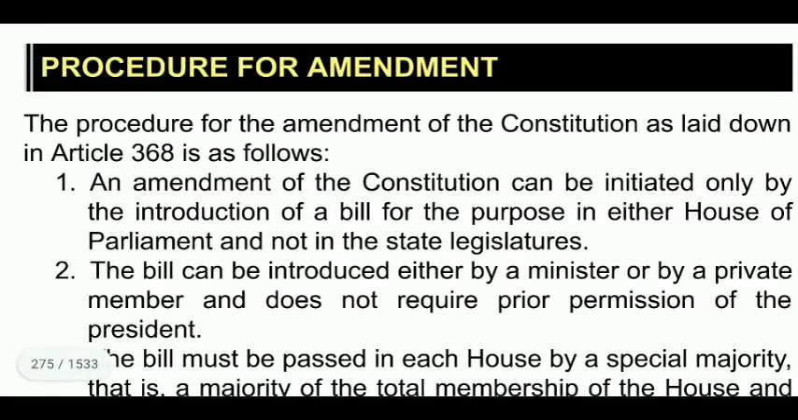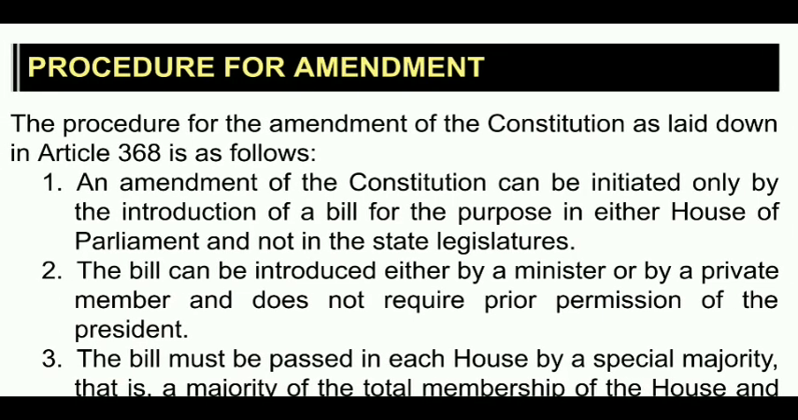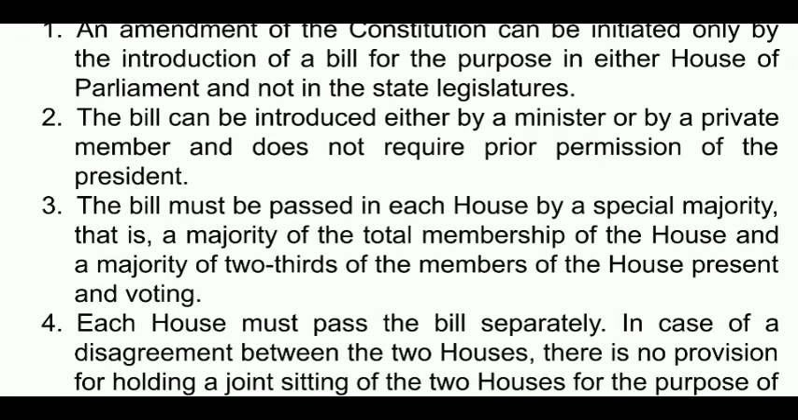Now, procedure for amendment. The procedure for the amendment of the Constitution as laid down in Article 368 is as follows. Number 1. An amendment of the Constitution can be initiated only by the introduction of a bill for the purpose in either House of Parliament and not in the state legislatures. Number 2. The bill can be introduced either by a minister or by a private member and does not require prior permission of the President.